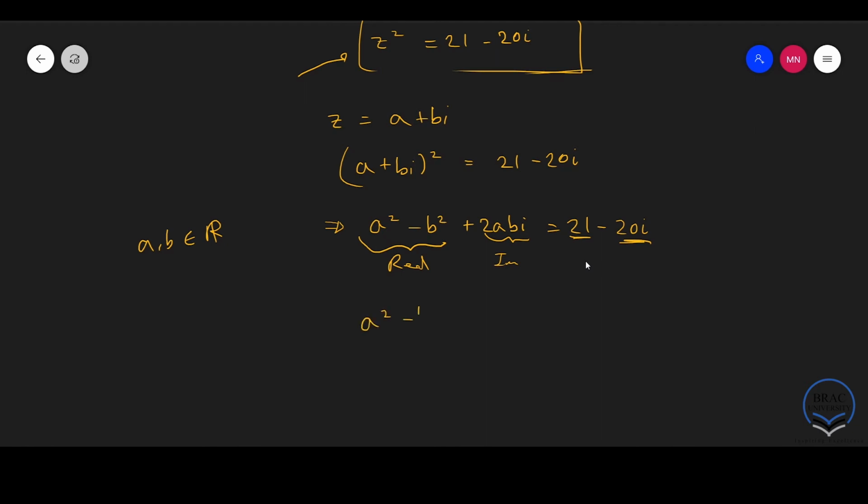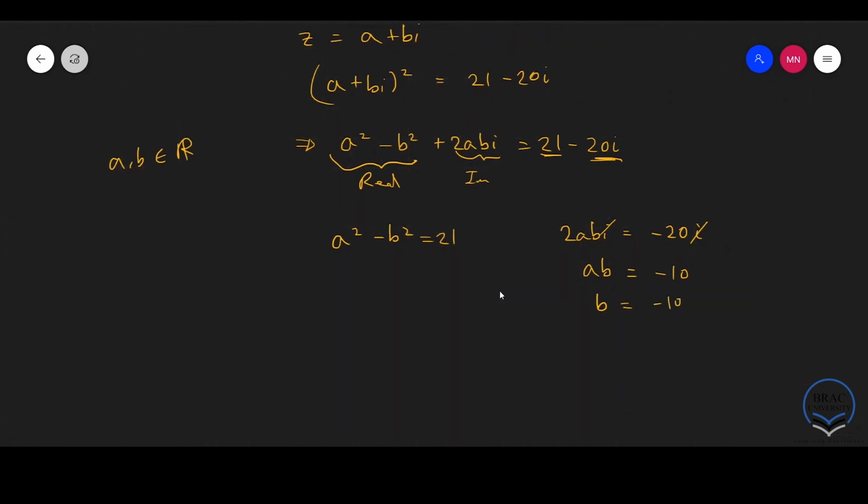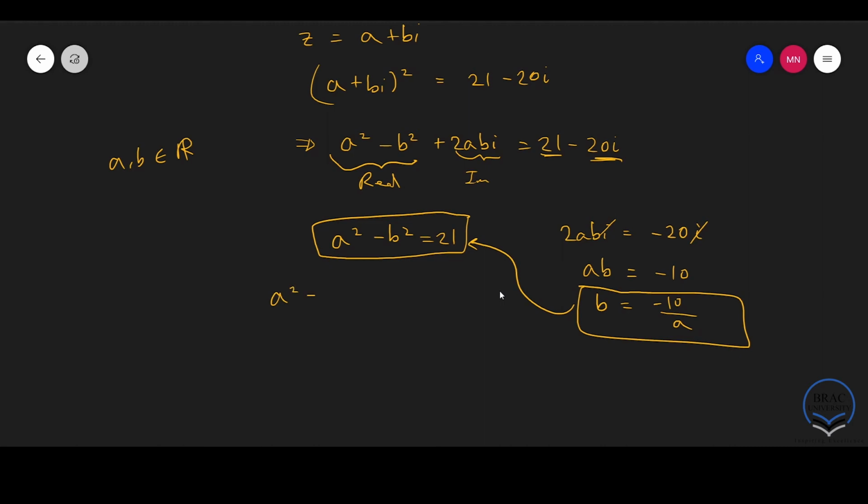So we have a squared minus b squared equal to 21, and we have 2abi equal to minus 20i, right? So we can cancel out the i's. We have ab equal to minus 10, and from this I can find an equation for b, which is equal to minus 10 by a. And I can just substitute this into the equation here. So I have a squared minus (10 by a) squared, which is equal to 21. So this gives me a squared minus 100 over a squared, which is equal to 21, right?